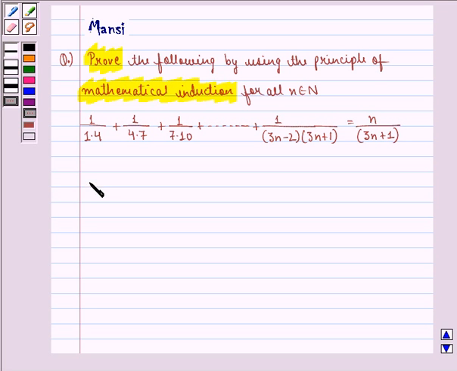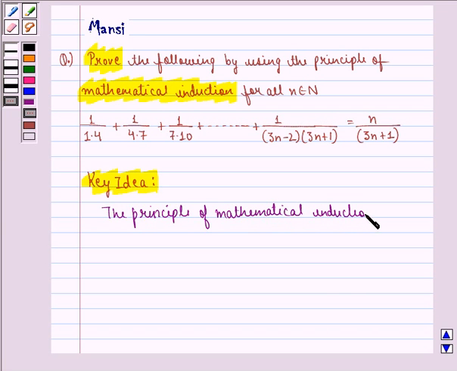Now, before proving this, we see the key idea behind the question. We know that the principle of mathematical induction is a specific technique which is used to prove certain statements that are formulated in terms of n, where n is a positive integer. The principle can be explained with the help of two properties.